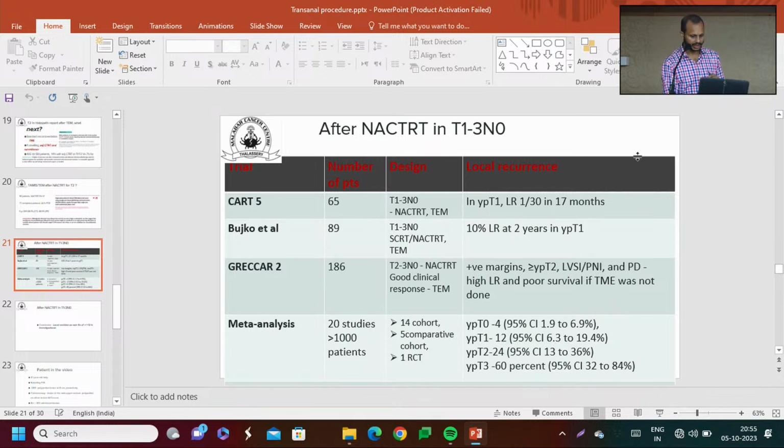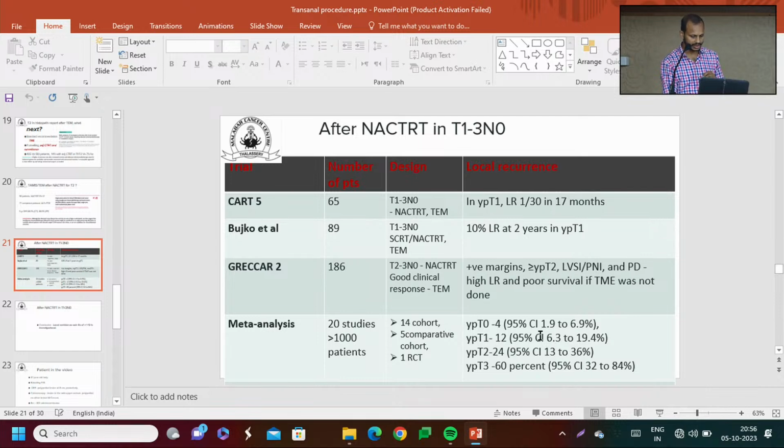So these are various trials which examined doing this procedure after NACTRT in lesions up to T3. Consistently, what they found is that if the residual disease is T1, that is, initially it would have been T2 or T3, and after chemoradiation the residual disease in the histopathology is T1, the control rate is good. If it is more than T1, or T2 or higher, or if you have margin positivity in the transanal excision specimen, or if the disease has LVSI or PNI, or if it is poorly differentiated, there is a higher local recurrence and it's not acceptable.